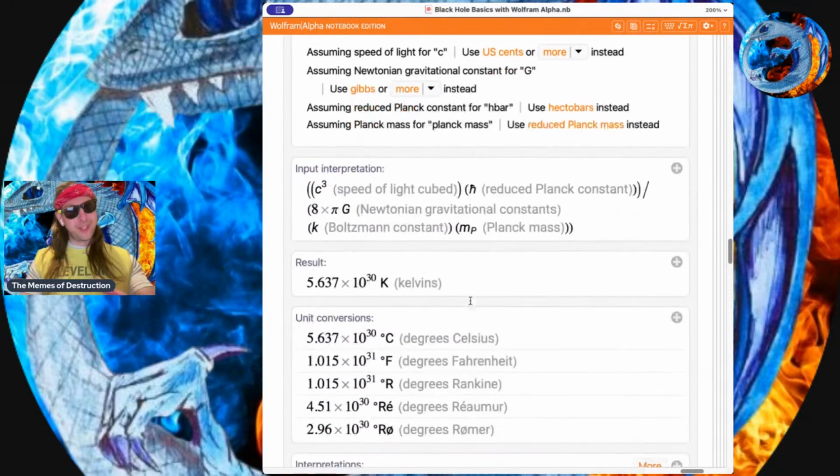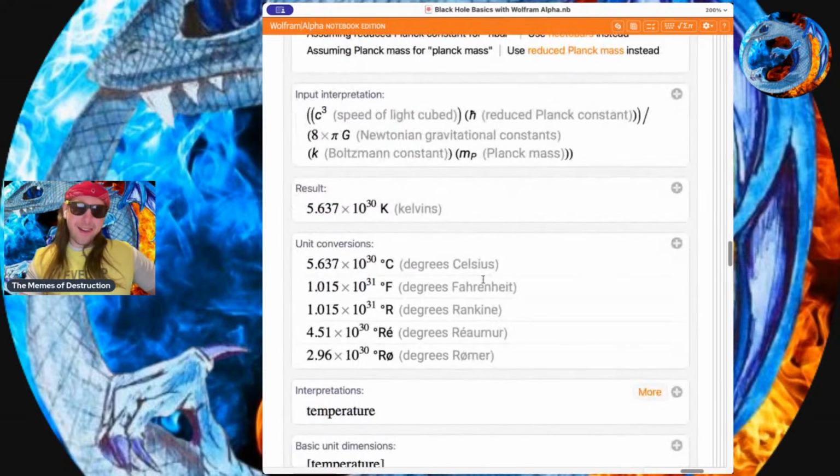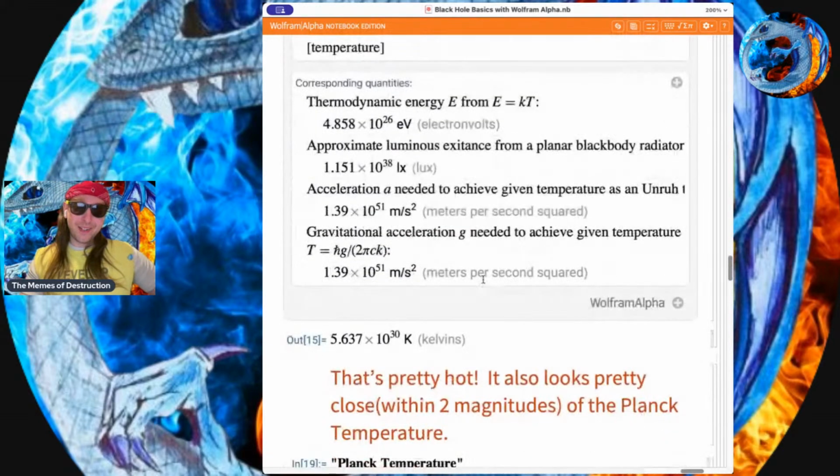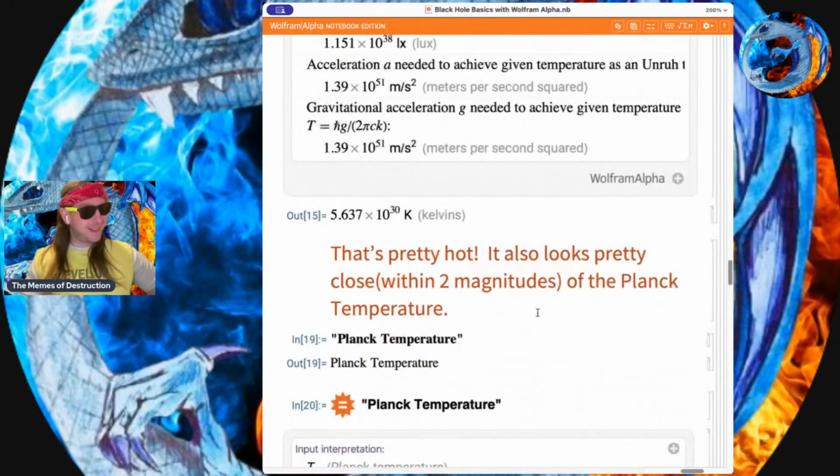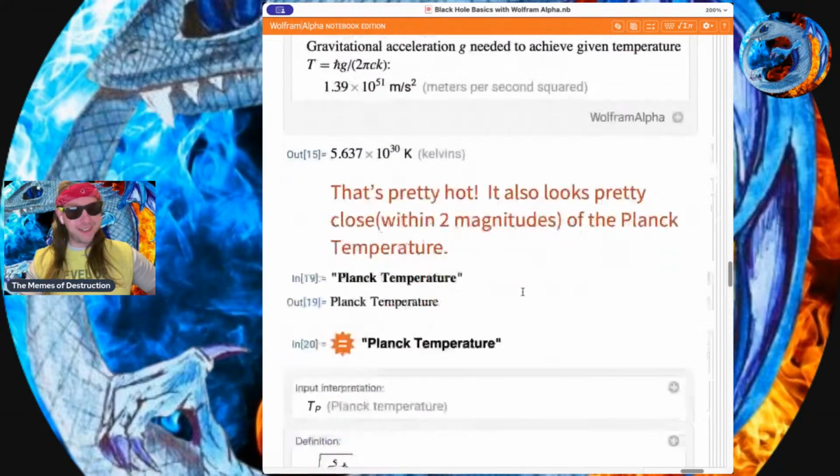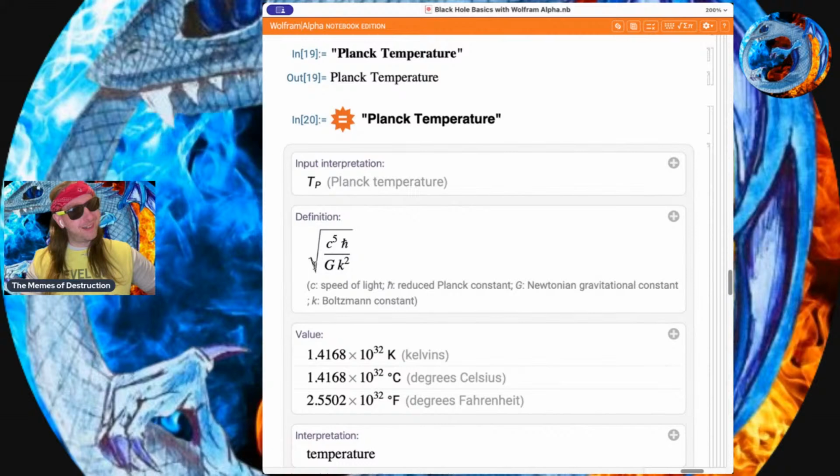But our result here, 5.637 times 10 to the 30 Kelvin. That's a temperature. That's pretty hot. It's also within like 2 magnitudes of the Planck temperature. The Planck temperature is the square root of speed of light to the 5th times h bar divided by G k, not Godzilla versus Kong, but Newton's gravitational constant times the Boltzmann constant squared. Well, it gives us this, 1.47 times 10 to the 32 Kelvin.